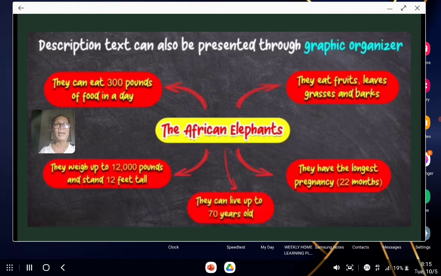The African elephants can eat 300 pounds of food in a day. They eat fruits, leaves, grasses, and barks. They weigh up to 12,000 pounds and stand 12 feet tall. They can live up to 70 years old. They have the longest pregnancy, 22 months, almost 2 years.